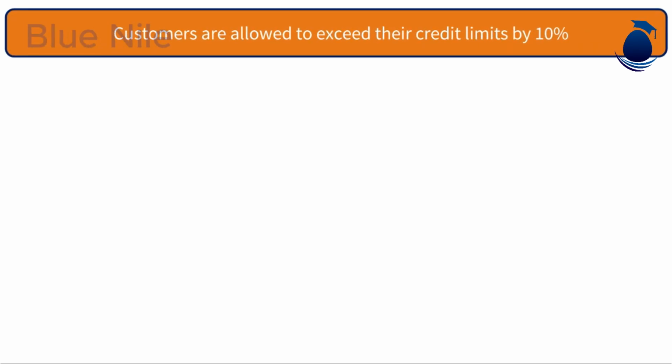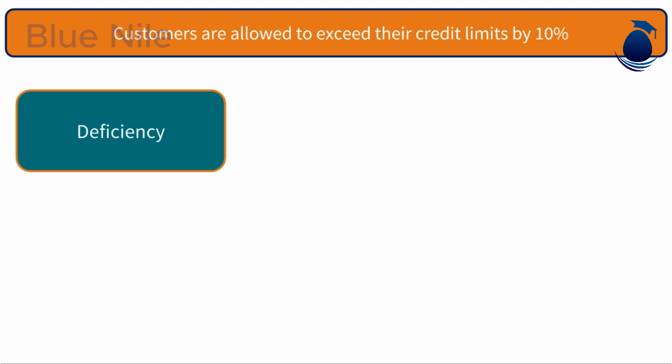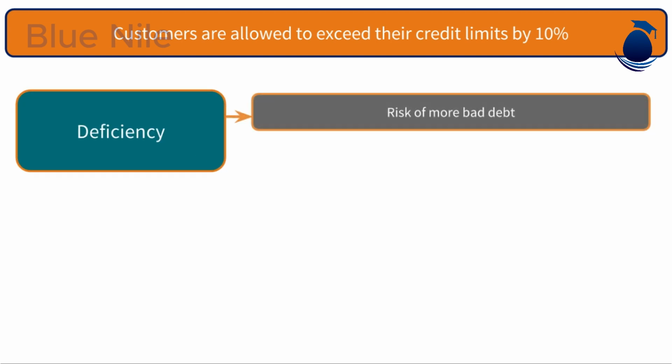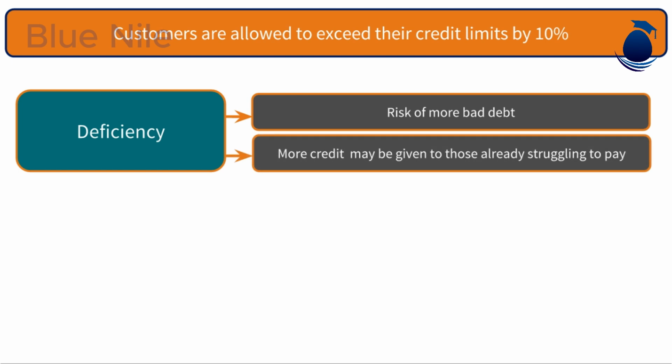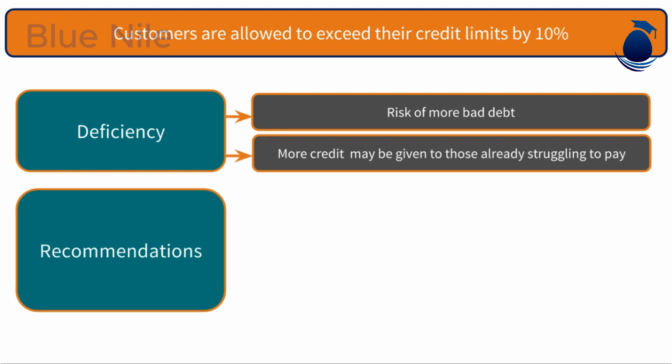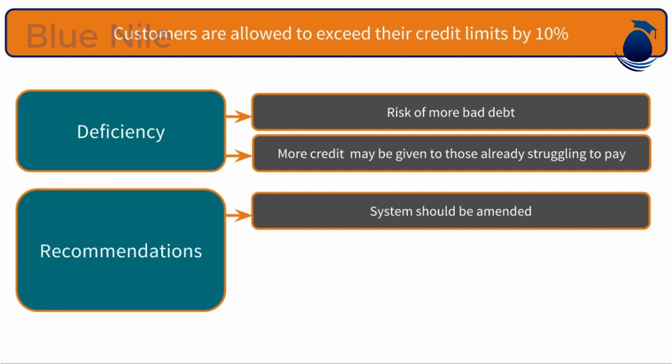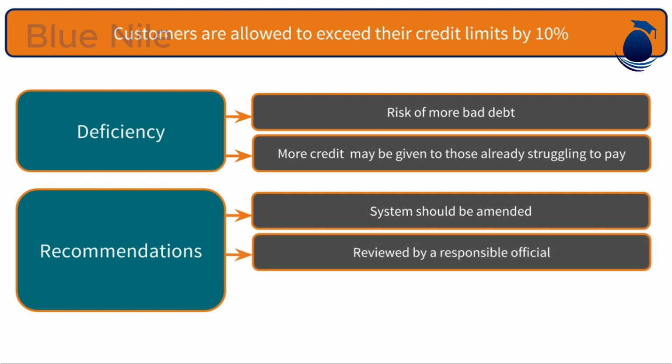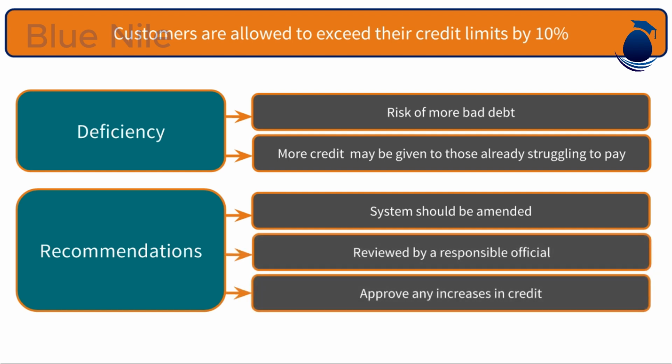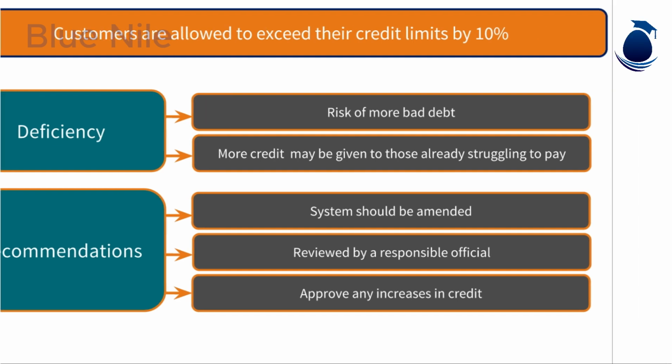Customers are allowed to exceed their credit limits by 10% as the company is expanding. By giving customers more credit, it may increase the risk of bad debts. More credit may be given to those already struggling to pay. The system should then be amended to ensure credit limits are not exceeded. If an order takes them over their credit limit, this should then be reviewed by a responsible official, who can then approve any increases in credit.